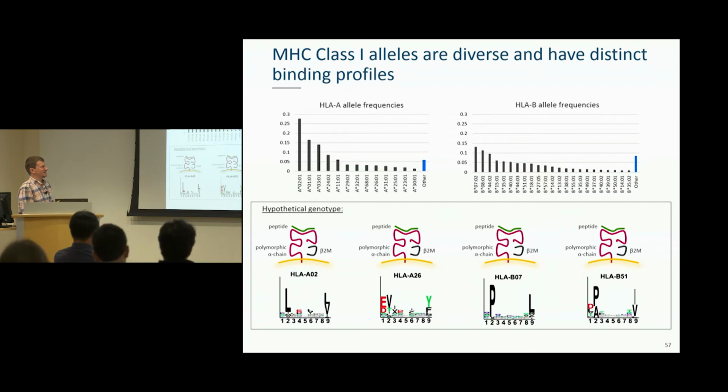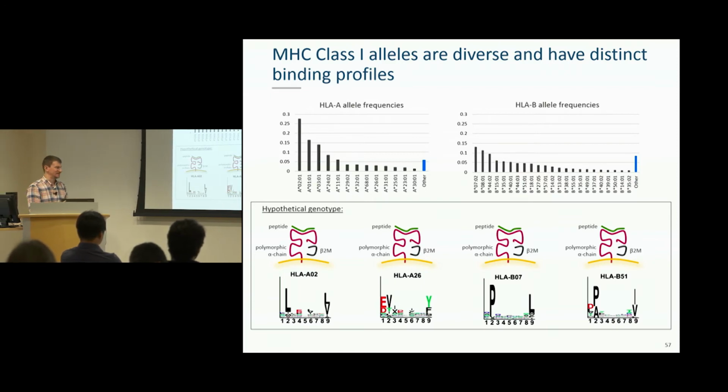So the set of peptides that will be on the surface of this patient's cell are defined by these allele peptide binding preferences. So naturally, whenever you are doing prediction, the first thing you need to know is, what is the HLA type of the patient?